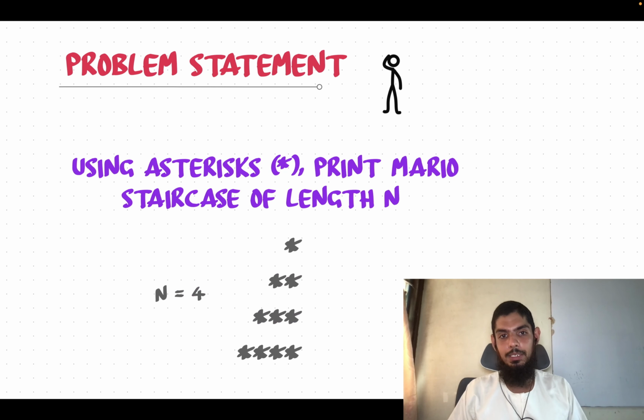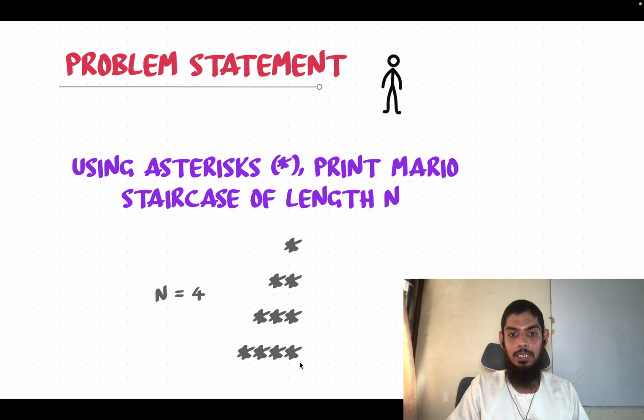So the problem statement. The problem statement states that using asterisks or stars, print Mario staircase of length n. So when we have n as 4, we'll print out the stars in this manner. So we'll be having 4 spaces, 1 star, 2 spaces, 2 stars, and you'll notice a pattern over here, which is that the length and the width are the same. So we'll be having four columns and 4 rows.